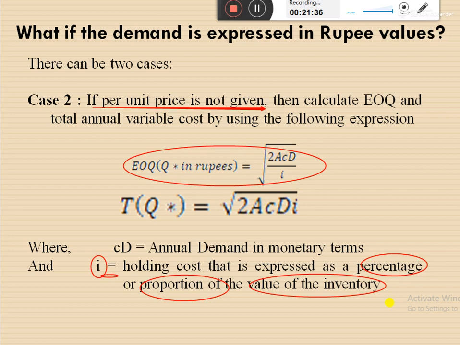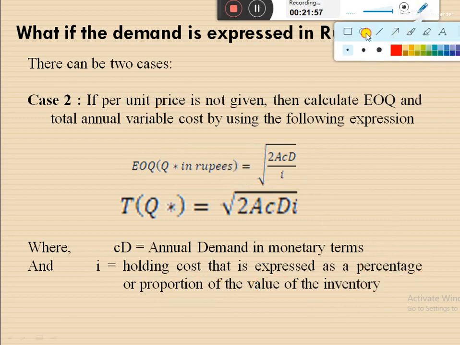So always keep in mind while dealing with such type of problems that if demand is expressed in rupee terms and the unit price is not given, holding cost must be given in terms of percentage of the inventory value. In this situation, we can calculate total annual variable cost by applying this formula, that is square root of 2ACDI, where CD denotes the annual demand in monetary terms and I denotes the holding cost in percentage terms.